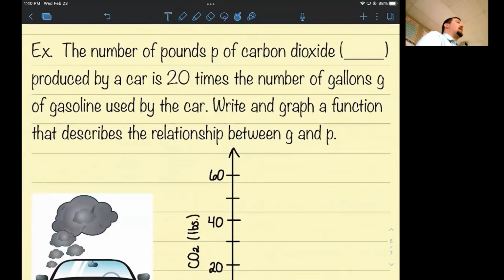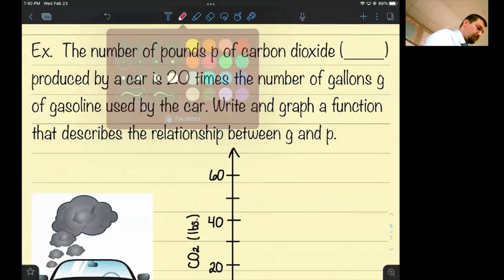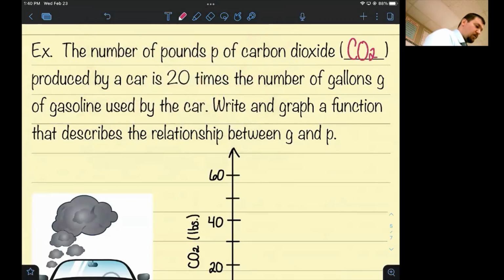The number of pounds P of carbon dioxide. What's the molecular formula for carbon dioxide? Owen? CO2. Good. Carbon dioxide. The number of pounds P of carbon dioxide produced by a car is 20 times the number of gallons G of gasoline used by the car. Write and graph a function that describes the relationship between G and P. G being the gallons of gasoline and P being the pounds of carbon dioxide.